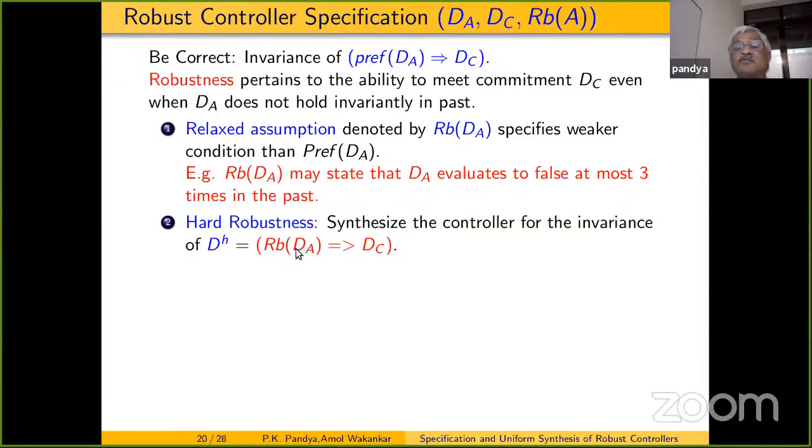And if the relaxed assumption does not hold, then there is no requirement from the hard robustness side for the commitment to hold. If the relaxed assumption does not hold, I have a choice of many different outputs and my controller may behave arbitrarily. Maybe it will behave even adversarially and make DC false in every such case, right? So my hard robustness only guarantees that the commitment holds provided my relaxed assumption, not as tight as the preferred DA, holds. This is called hard robustness.